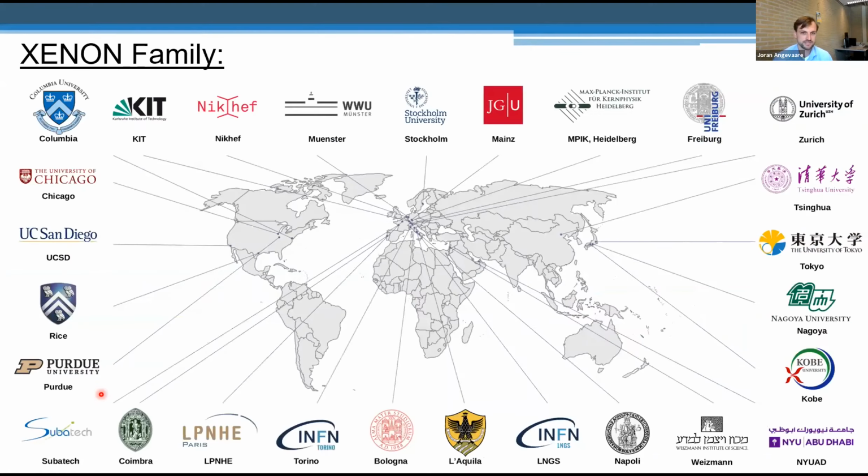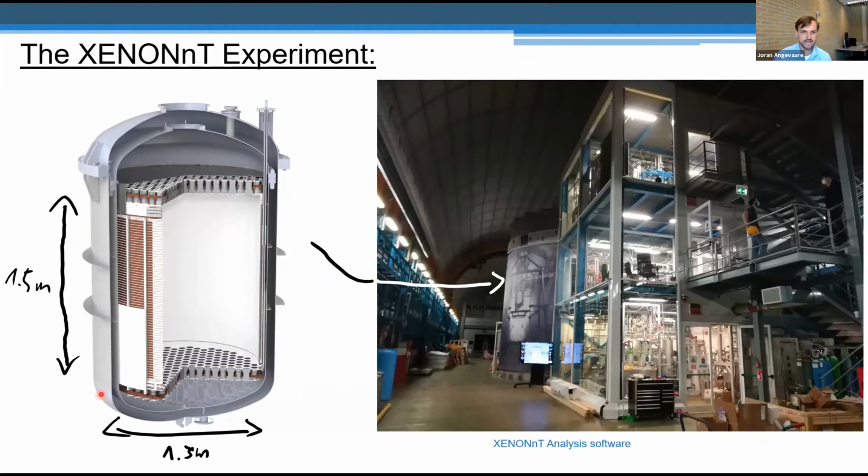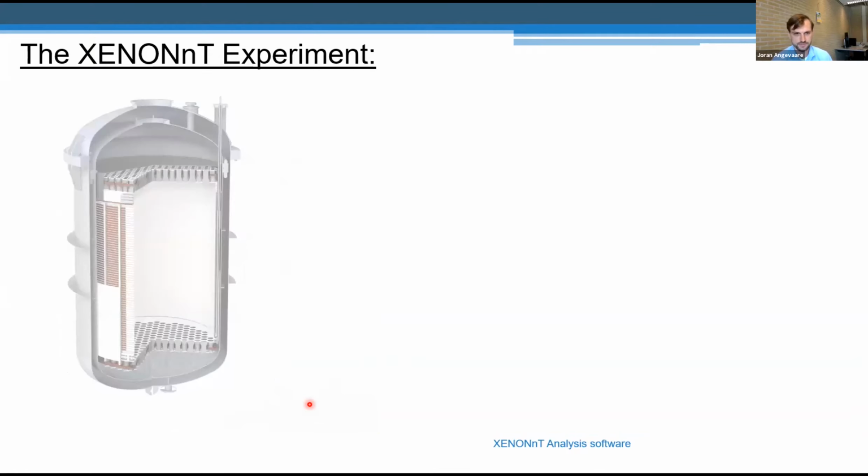Our experiment consists of many institutes all around the world, and our aim is to detect dark matter. To that end, we have here our time projection chamber filled with liquid xenon, where one day we hope to find a dark matter interaction. It's located in Italy, which you see here on the right side of the figure. Now, let me explain a little bit how this experiment works.